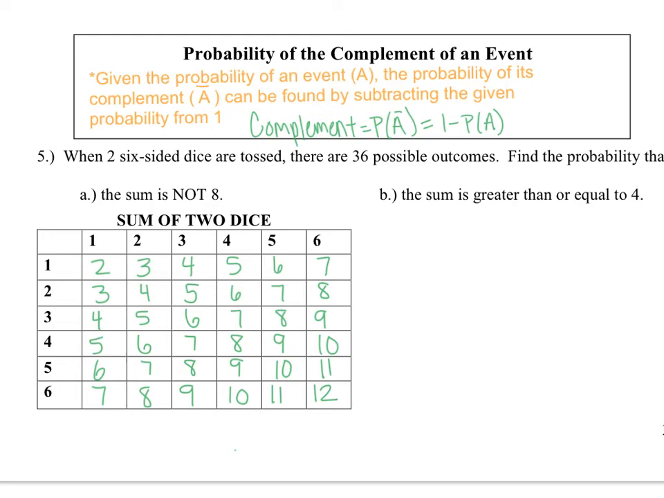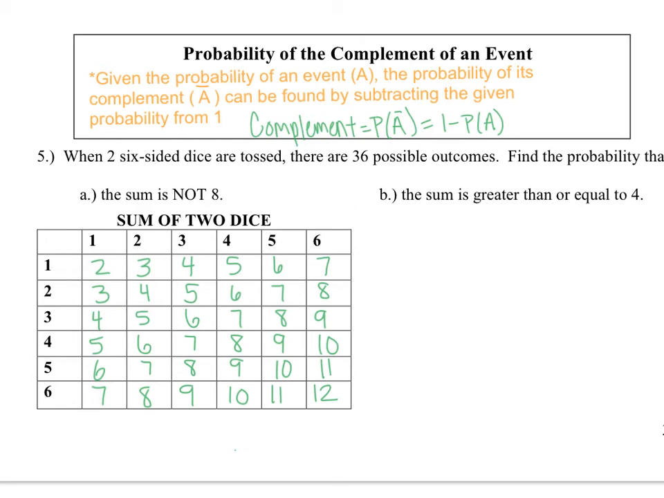So we have 2 6-sided dice that are tossed. There are 36 possible outcomes because 6 times 6. If you had a dice that had 10 numbers or 10 letters on it, 10 times 10, you would have 100 outcomes. If you had 2 dice that had 8 numbers on them or 8 letters on them, there would be 64 outcomes. You're just multiplying them together to get the total outcomes.